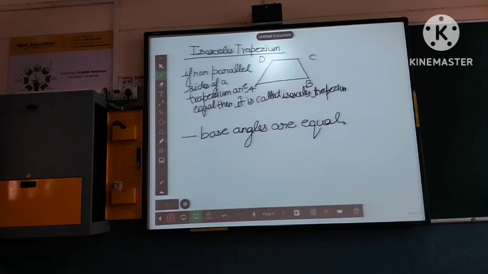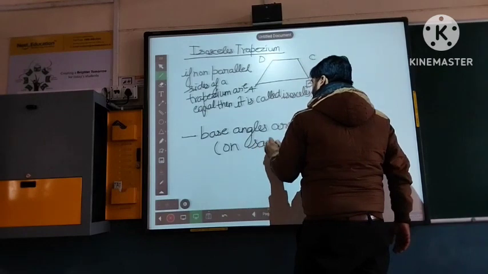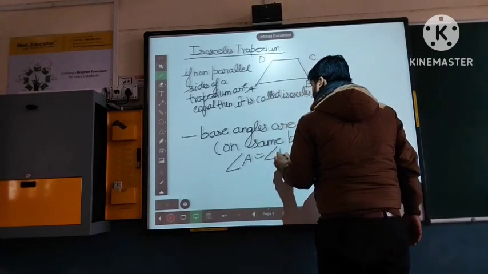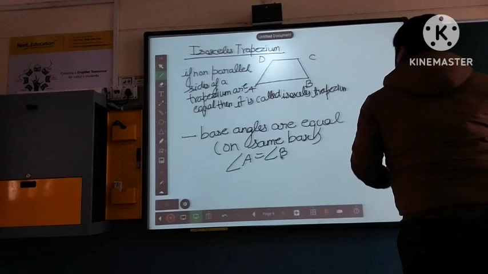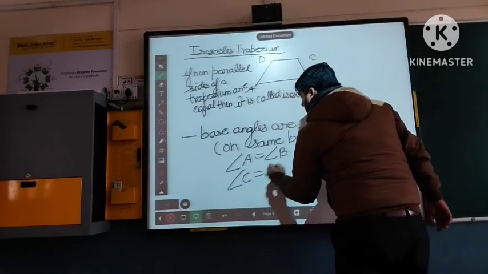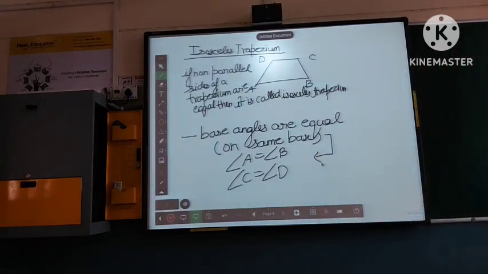See, some more properties are there. Base angles are equal. What are the base angles here? Angle A and B are base angles. Base angles or angles on the same base are equal. Both the things are correct. On the same base, so if DC is the base, the two angles are D and C. So angle D equals angle C and angle A equals angle B. Clear to all? These properties will be used when you are solving questions. Angle A equals B and angle C equals angle D. These are the base angles, children. So if the base angles are equal, this is true for an isosceles trapezium.